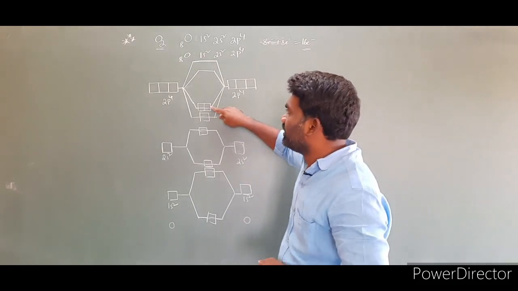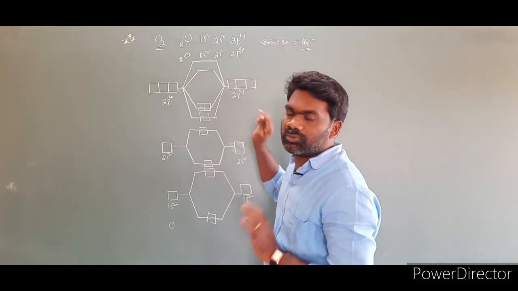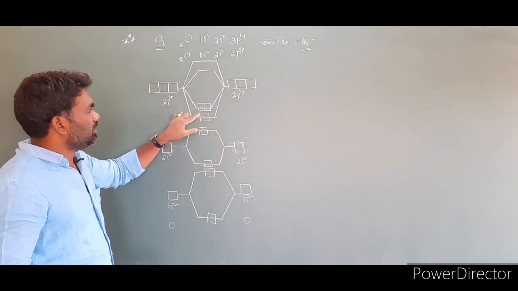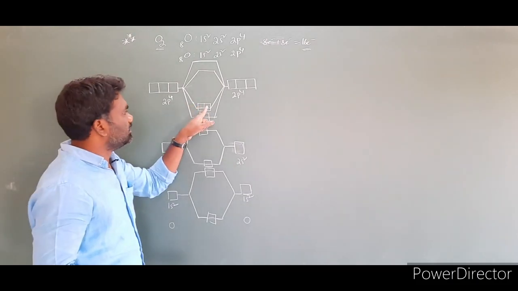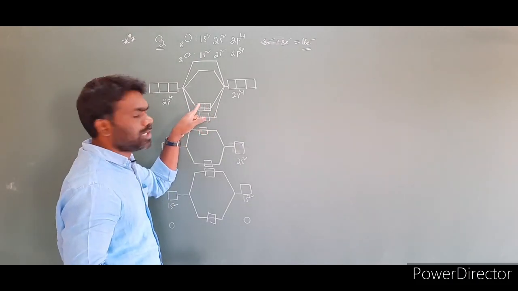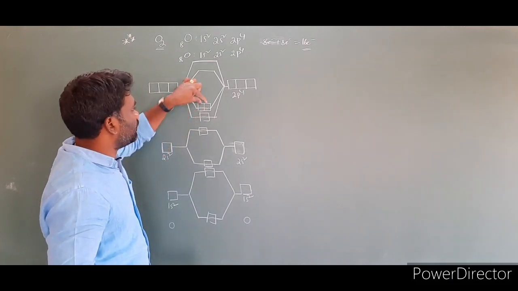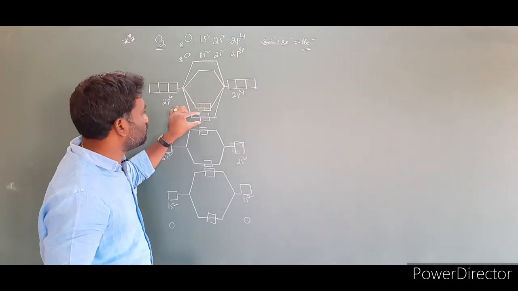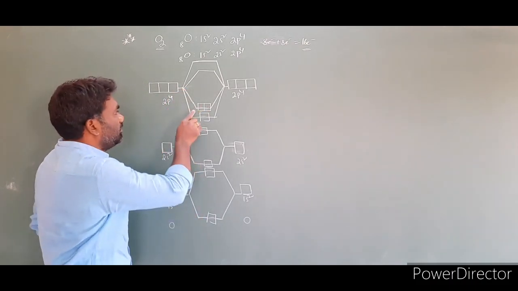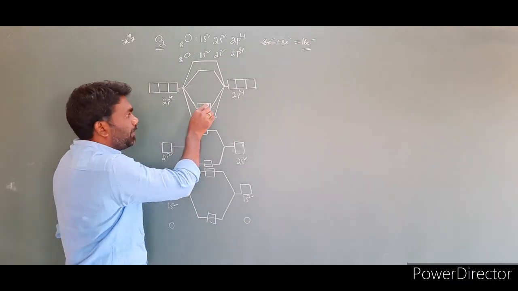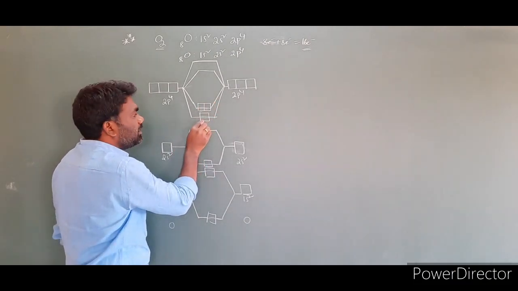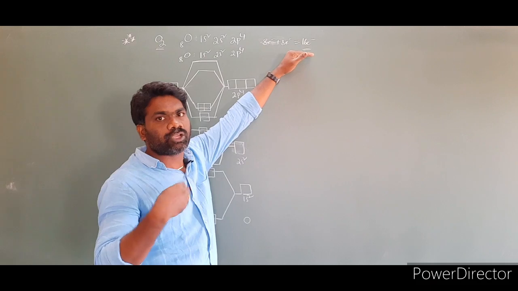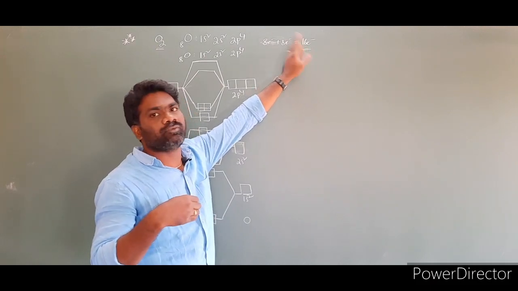In that case, we have to take these two boxes down and this box up. That is the only difference; the remaining diagrams and concepts will be the same. In the case of N2, these two boxes we wrote down and this box upside. In this case, we take the two boxes, pi 2px and pi 2py, on the top side, and sigma 2pz at the bottom. That is the difference between the 14 electron system, equal to or less than 14, and the greater than 14 electron system.